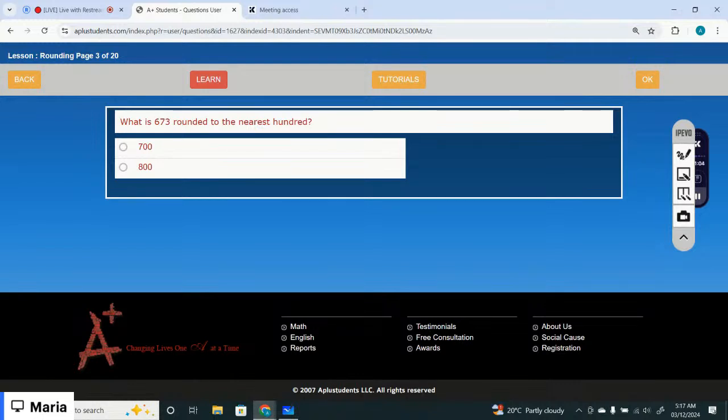What is 673 rounded to the nearest 100? So, which is the correct option? 673 is rounded off to 700. Very good. Option number 1 is the correct option.